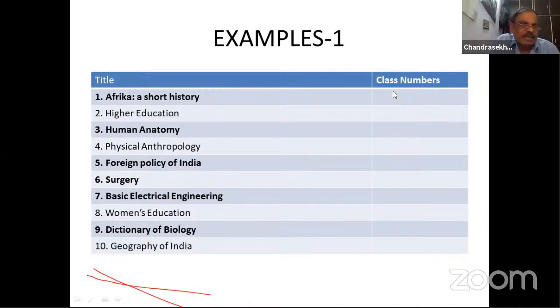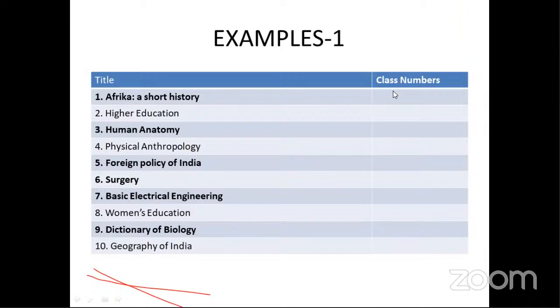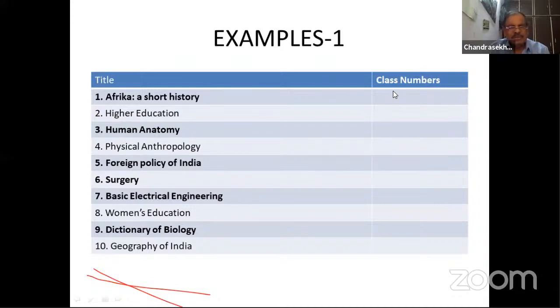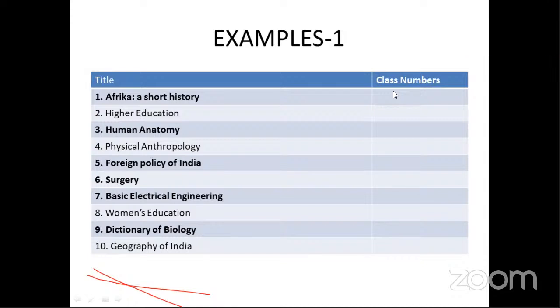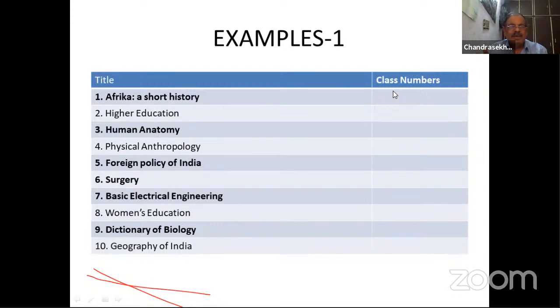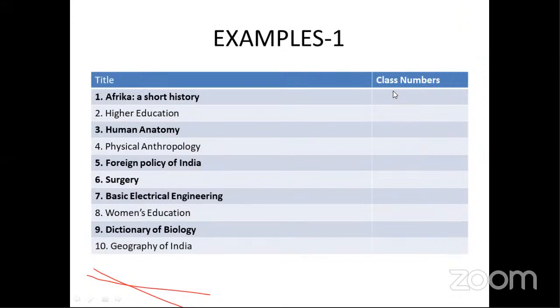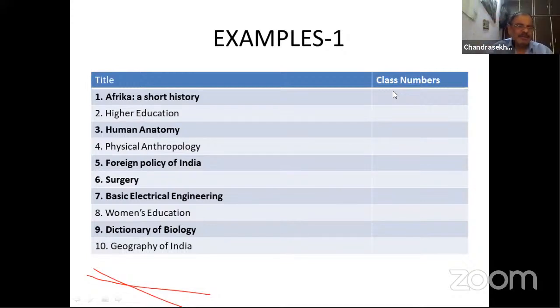Then let us see the next title, women's education. What is the main class? 370. 370 is education. What is the third number? 0. 0 is education.